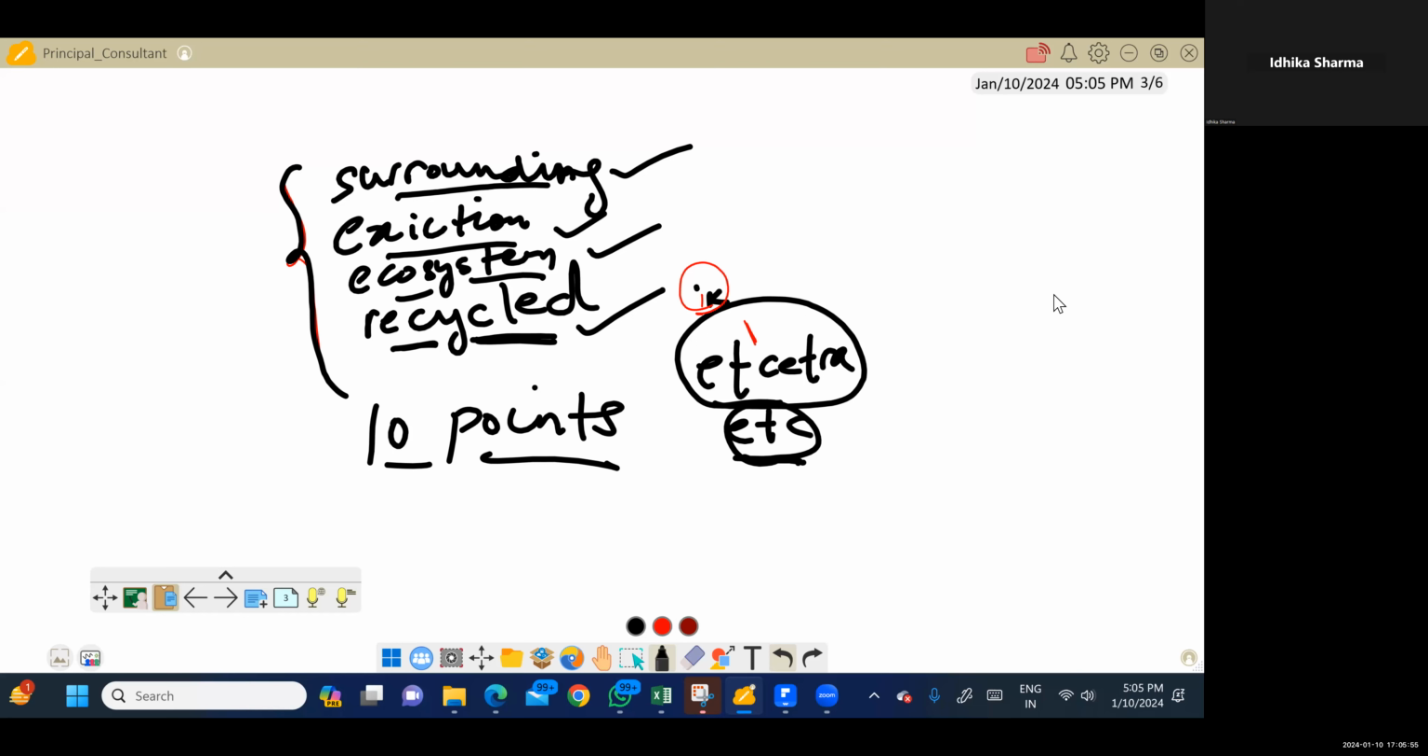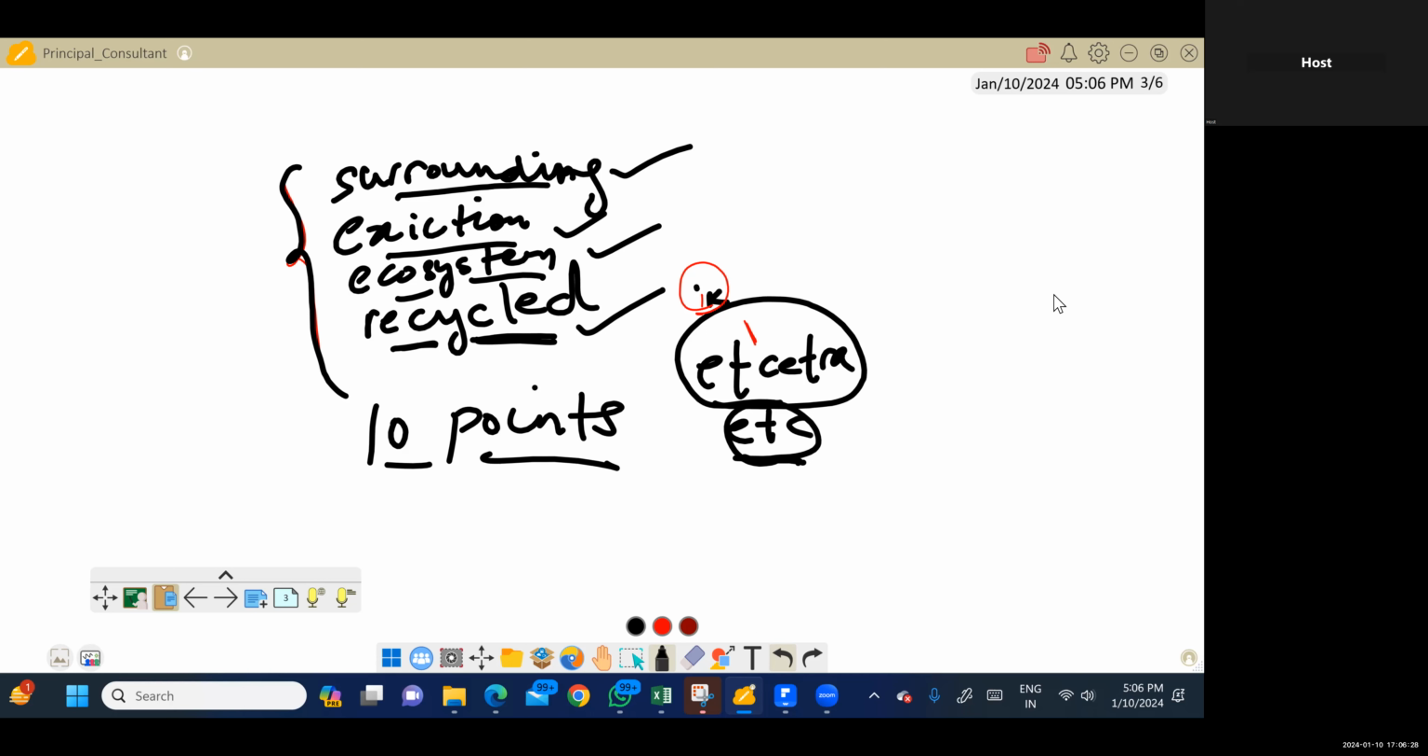What is the next word? Promoted. Right, so now what is the meaning of promoted? To advertise something. To advertise something means you are promoting. Let's say I'm promoting the dancing skill of Ithika, or I'm promoting the singing skill of Ithika. It means I'm advertising the singing skill of Ithika.